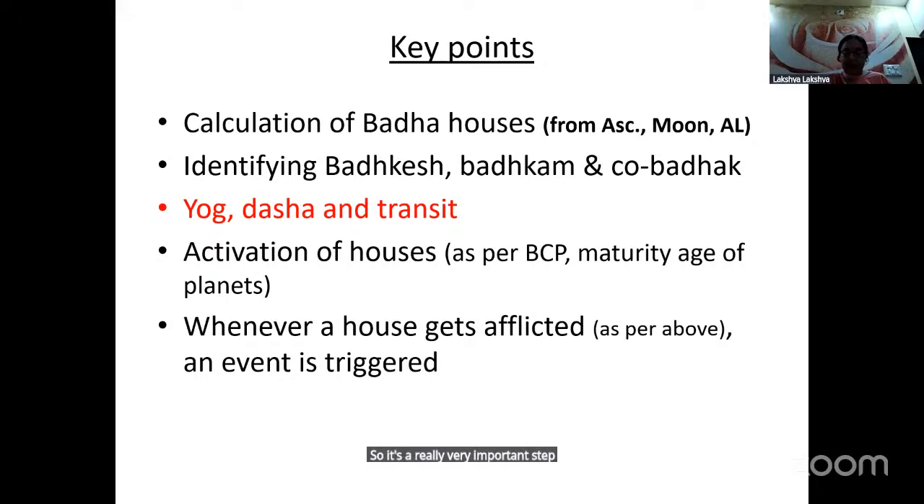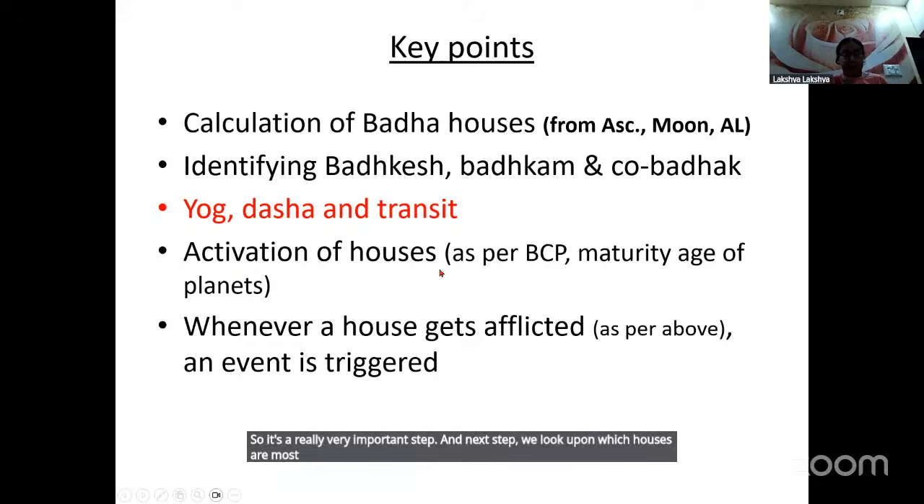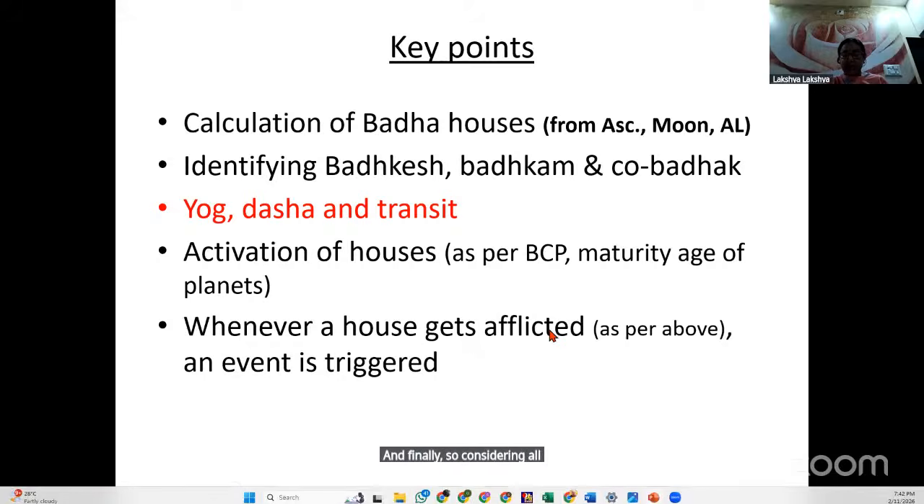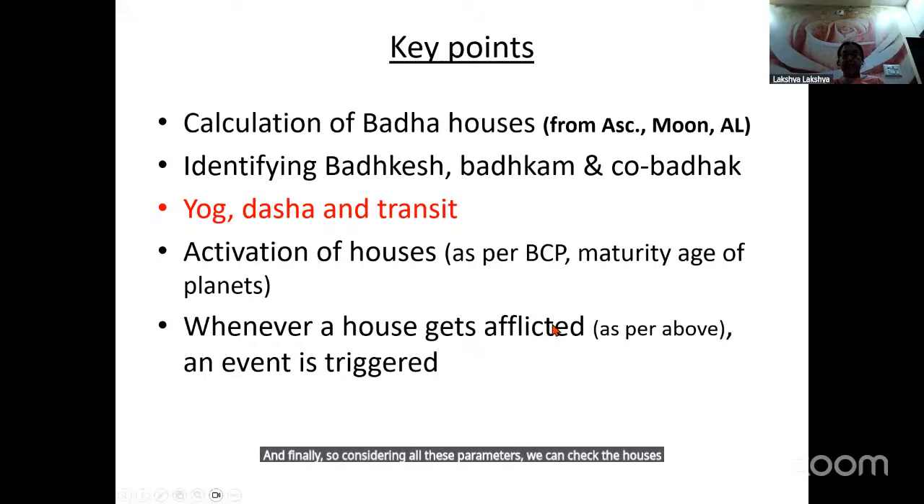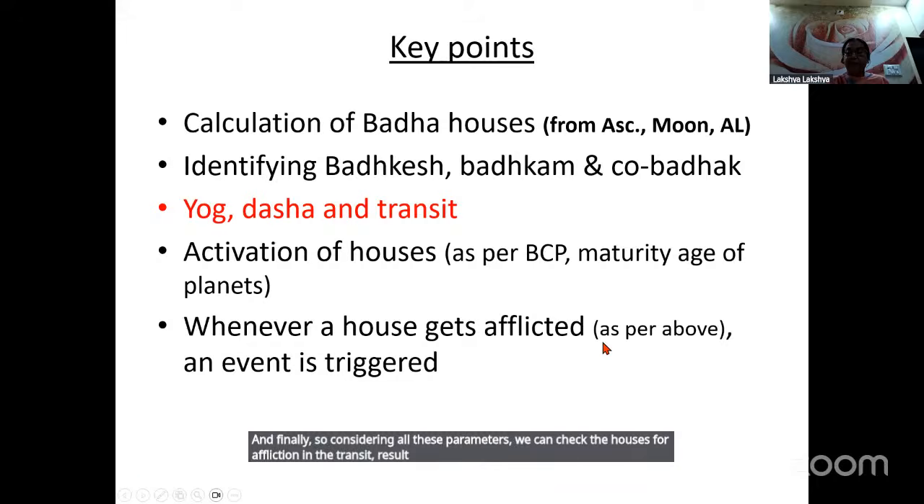And next step, we look at which houses are most active at the given point of time. This we can check through BCP, maturity age of planets, etc. And finally, considering all these parameters, we can check the houses for affliction in the transit, resulting in triggering of an event.